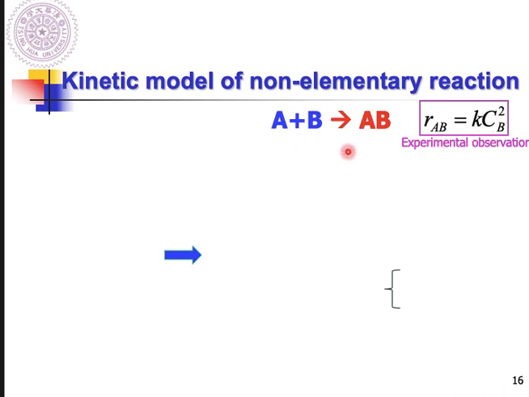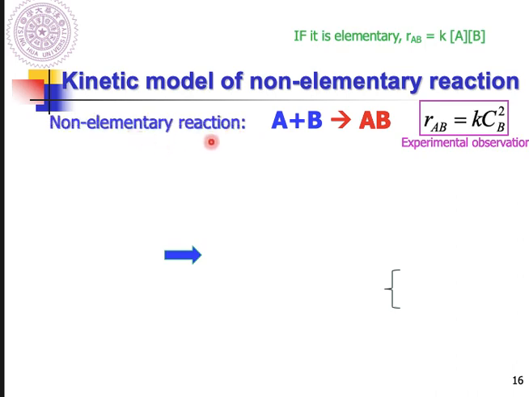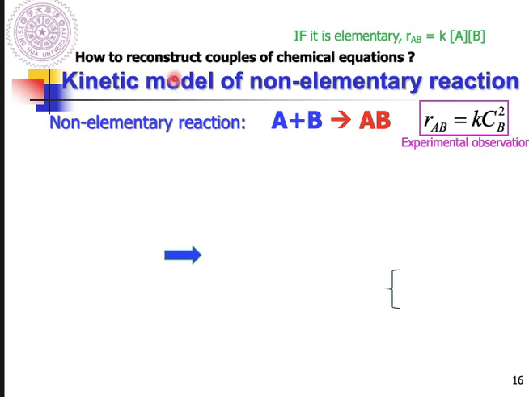So based on this equation, we know this chemical reaction belongs to non-elementary reactions. Otherwise, if it were an elementary reaction, the rate equation should be expressed like this, right? KCACB. But now it's not. So for sure, it is a non-elementary reaction. For these non-elementary reactions, we want to reconstruct the reaction from elementary reactions.